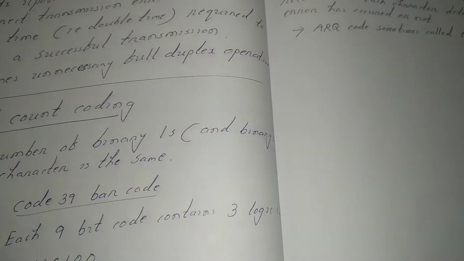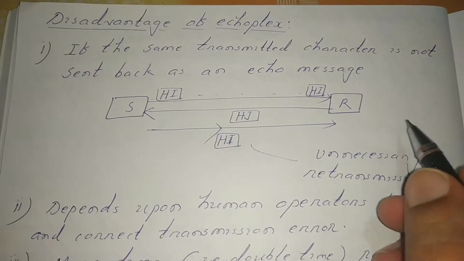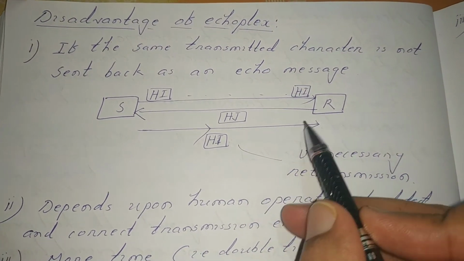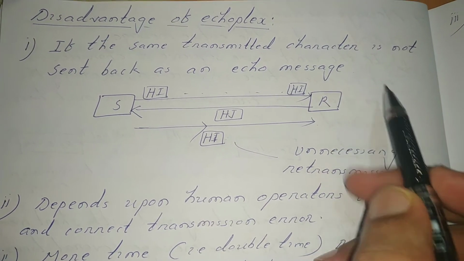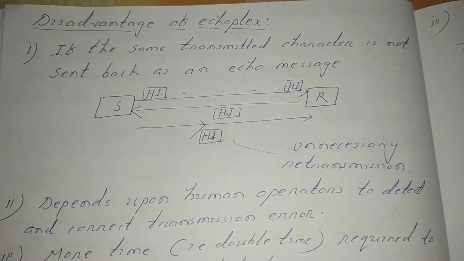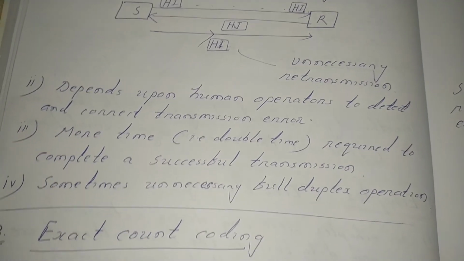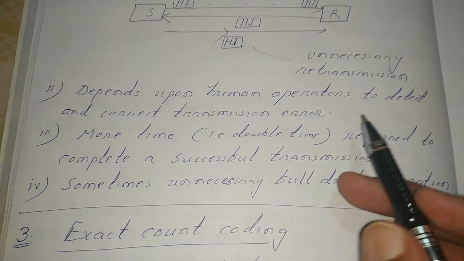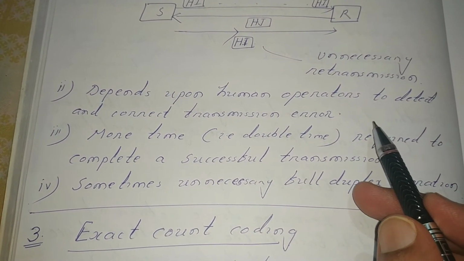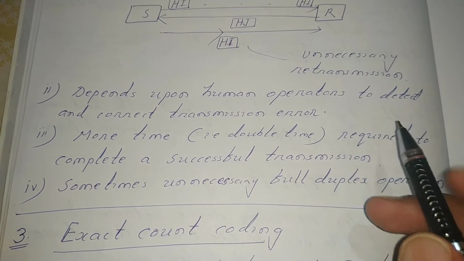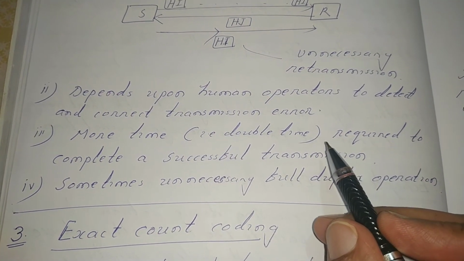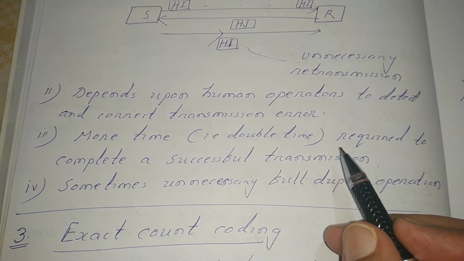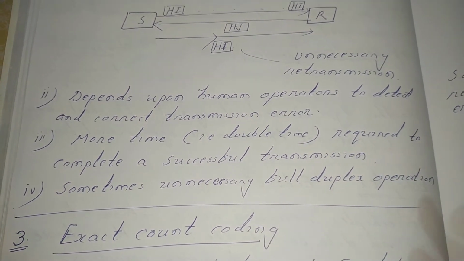So let's see what the other disadvantages are. Already I've explained that disadvantage. If the same transmitted character is not sent back as an echo message, then unnecessary retransmission occurs. And it depends upon the human operators to detect and correct the transmission errors. And as it is operating in a full duplex operation mode, it takes twice the time that is actually required for the successful transmission of a message.